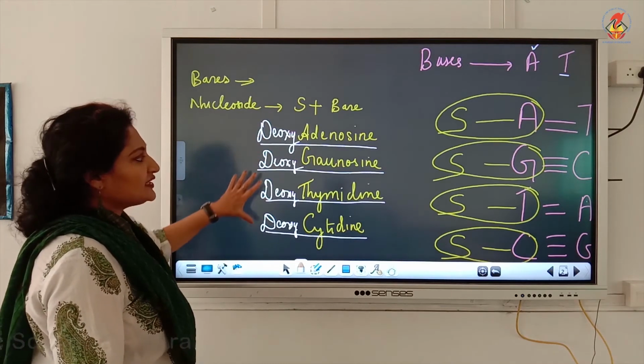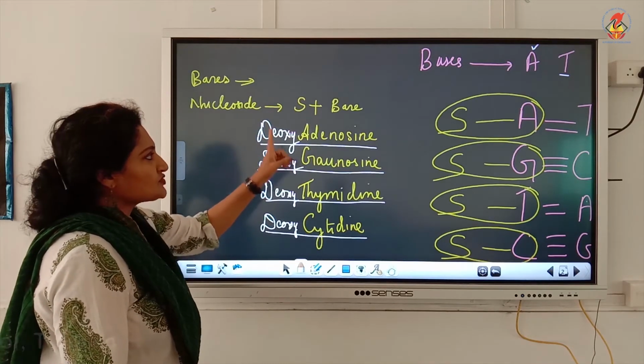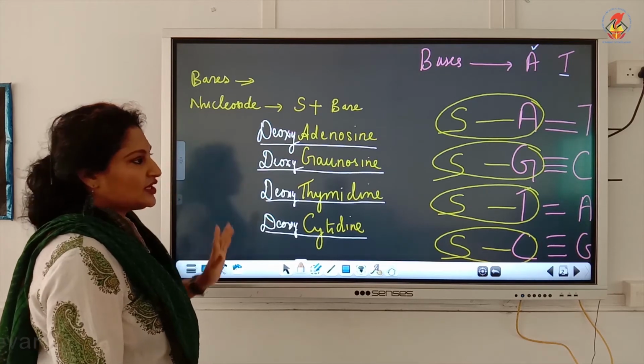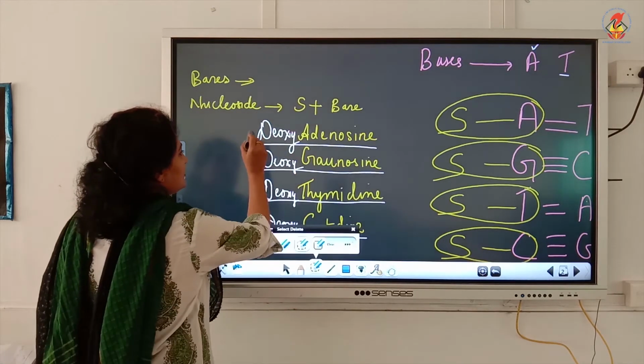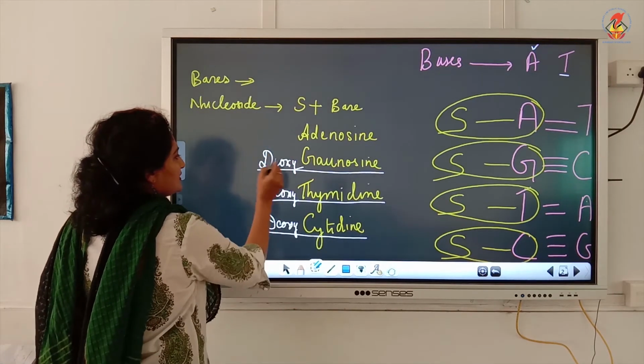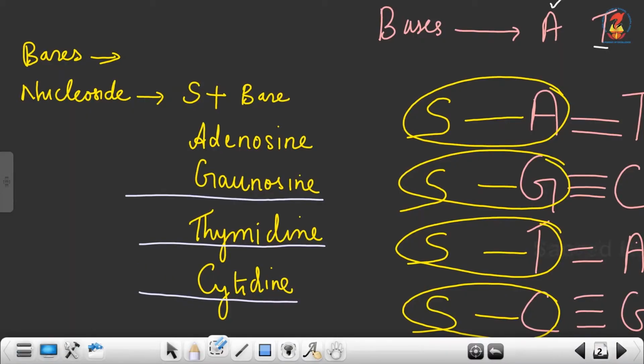Be familiar with the names. And because it belongs to DNA, we have to write deoxy. But if it's RNA, just remove the deoxy. Cut the deoxy, then it becomes part of the RNA. So suppose these are the nucleosides of RNA, we will be learning about RNA shortly.